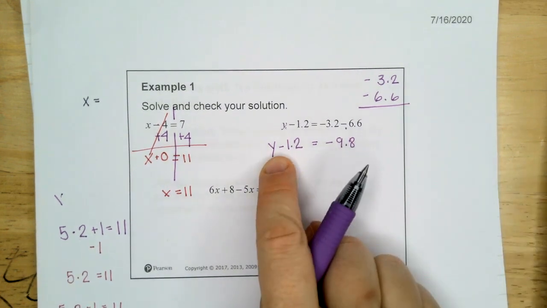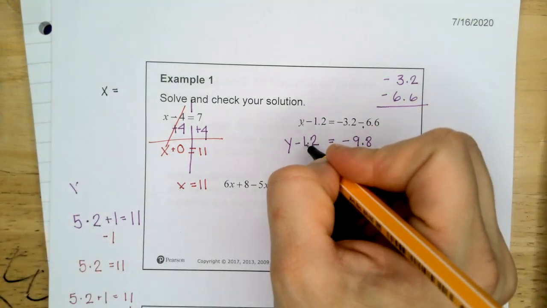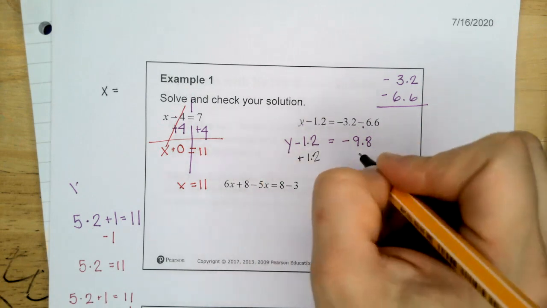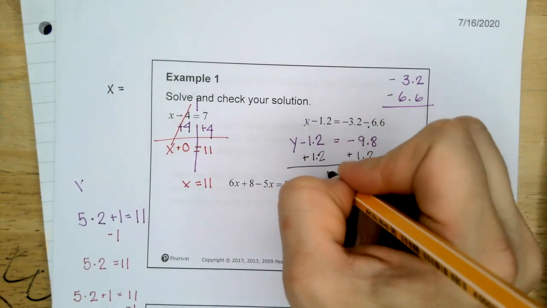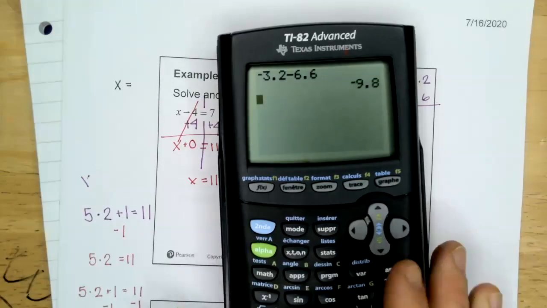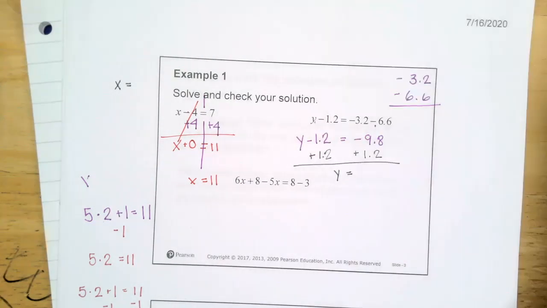Good? Again, we're subtracting, so I'm going to do the opposite of subtracting 1.2, so that means I'm going to add 1.2, add 1.2. y is negative 9.8 plus 1.2. Negative 8.6.